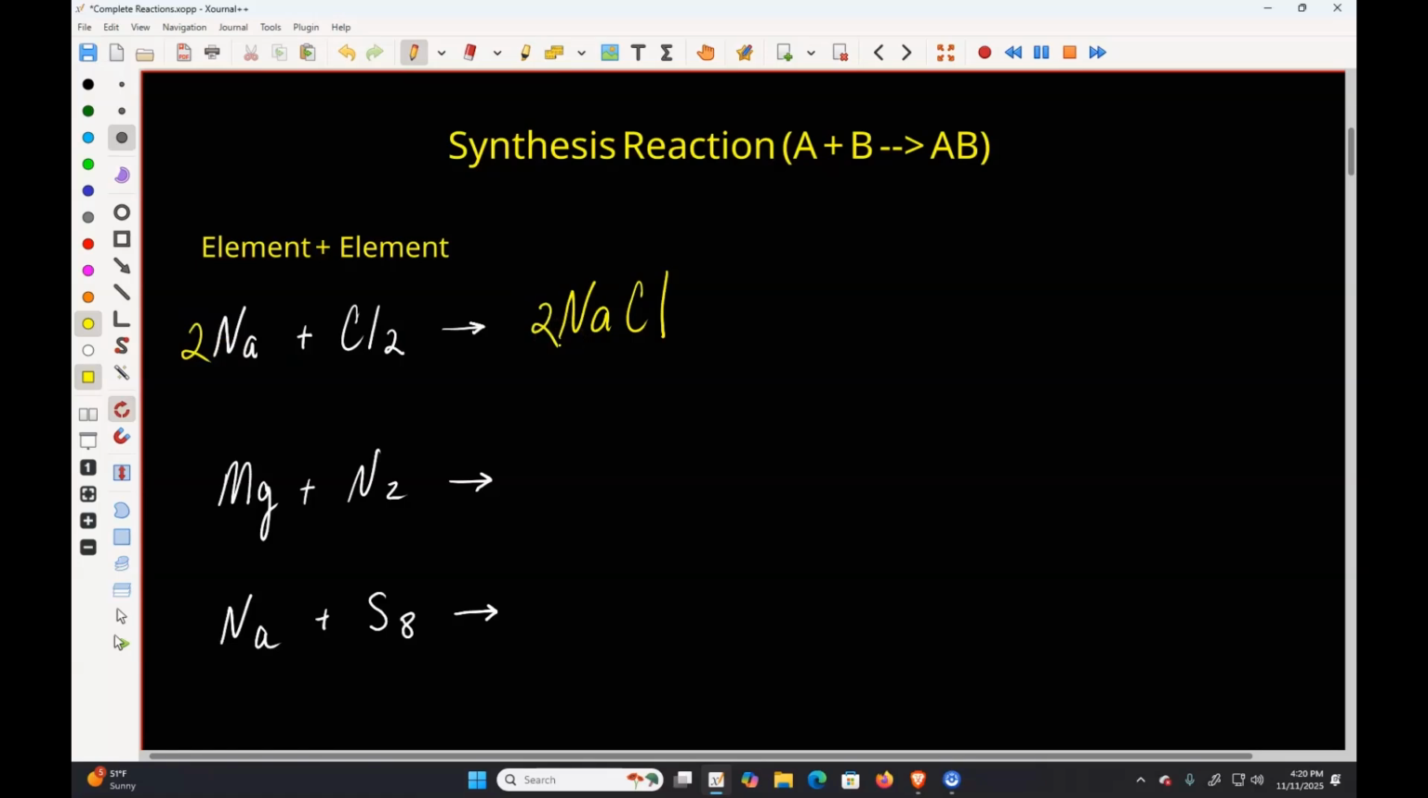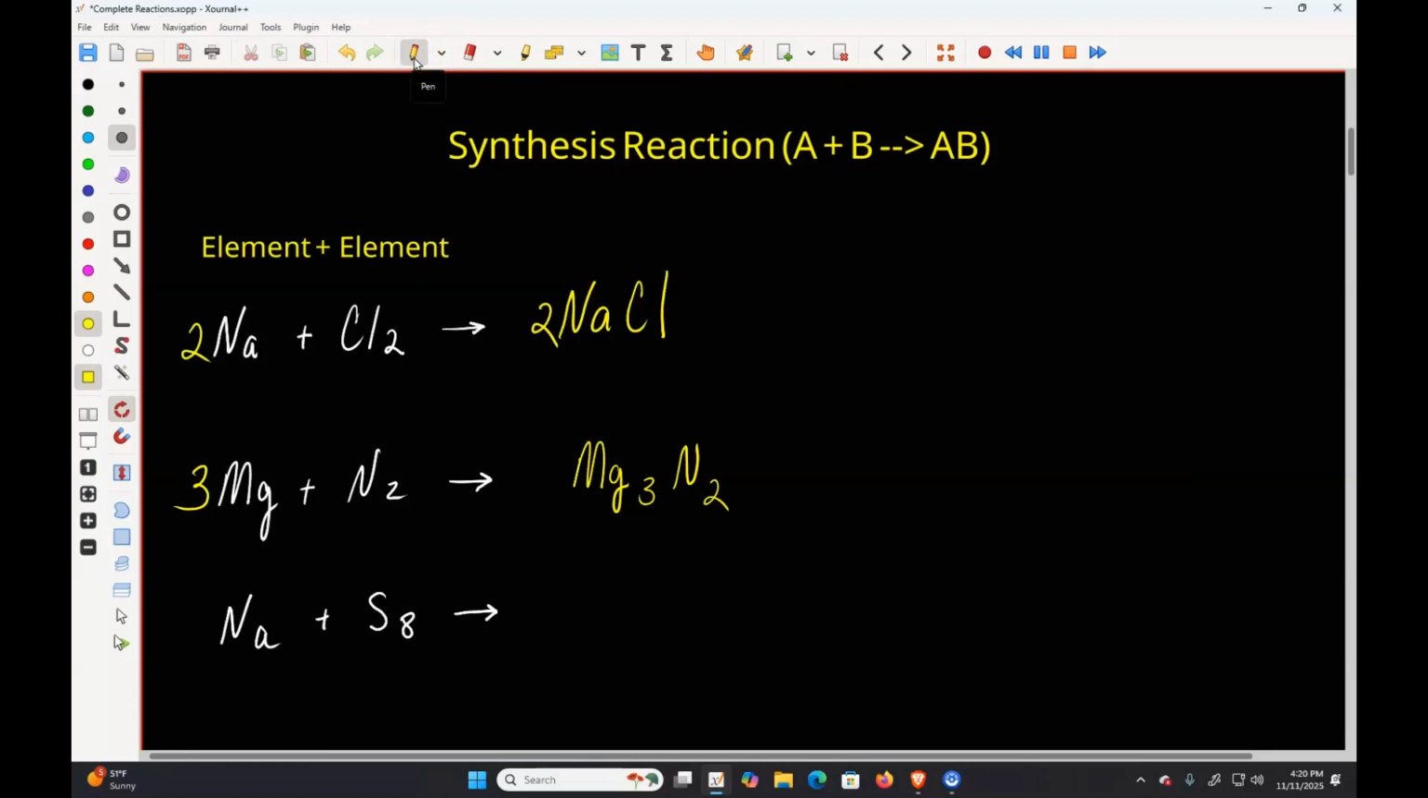Magnesium and nitrogen. I know that magnesium is going to be a 2 plus. I know that nitrogen will be a 3 negative. So I would have 3 here, 2 there. And then to balance it, I would go 3 here, and okay, it looks balanced. And we generally take off these charges here. That's just to help us.